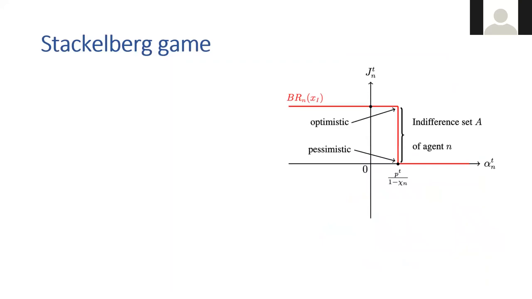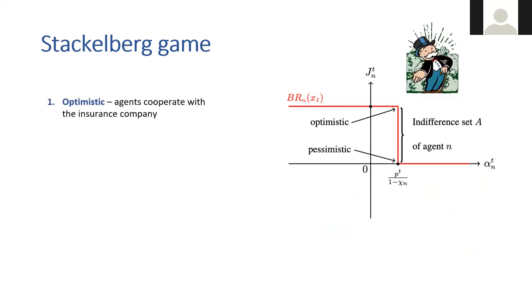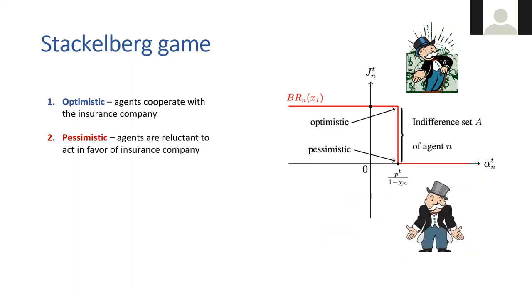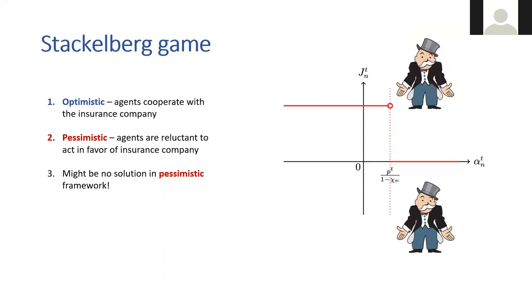So I will briefly describe what happens in this problem. If we have a response function of the prosumers, then some of them will certainly buy, some of them will certainly not buy insurances. But those who are indifferent, they affect heavily the outcome for the insurance company. So they can choose to cooperate or they can choose to defect. And that leads the insurance company to either a very good optimistic outcome or a pessimistic one. And in the pessimistic one, there might be no solution. How to resolve this problem? That's an illustration of no solution in the pessimistic framework.